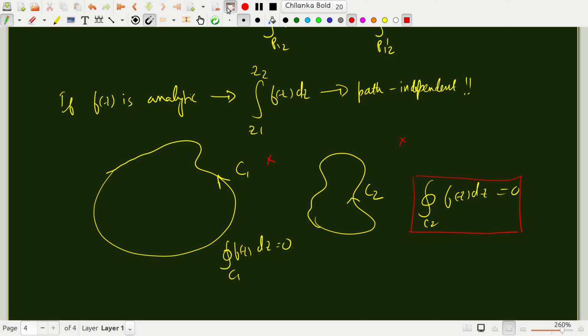What I'll do is I'll stop here. This is a good logical point to stop, and I'll continue in the next module.